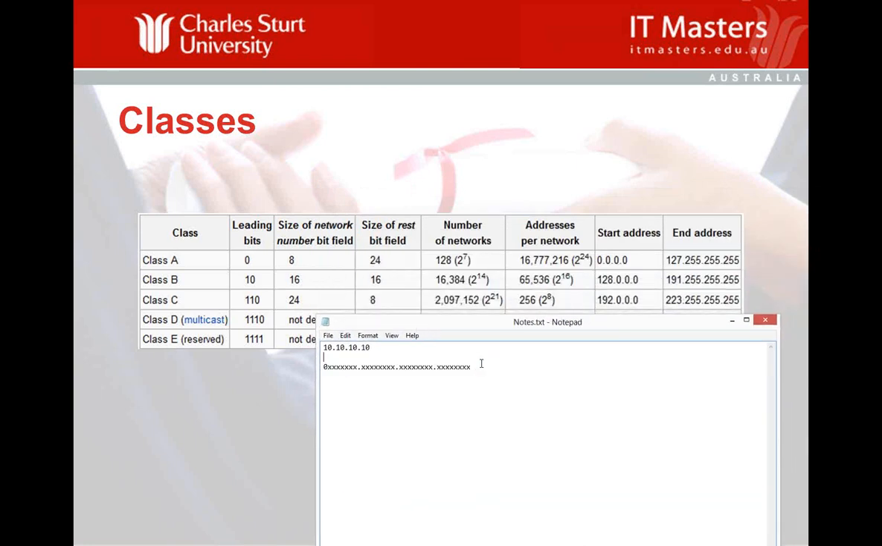Okay, so if we copy that and we paste that down here, that's the structure of a Class B. That's what a Class B address looks like. So there, we'll say that's our Class B address. Yes, and that is a valid Class B address. Okay, so then we look at Class C. 10.